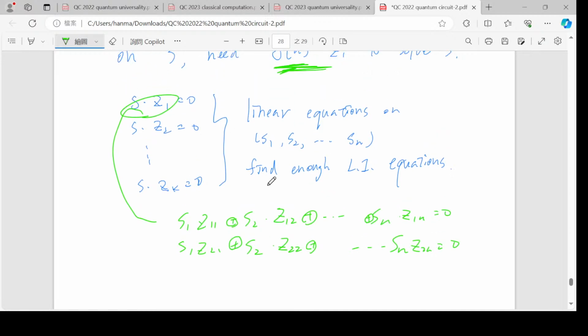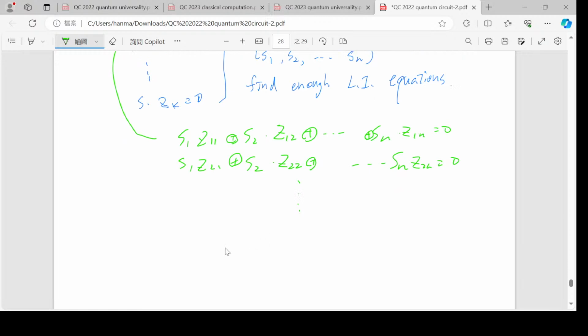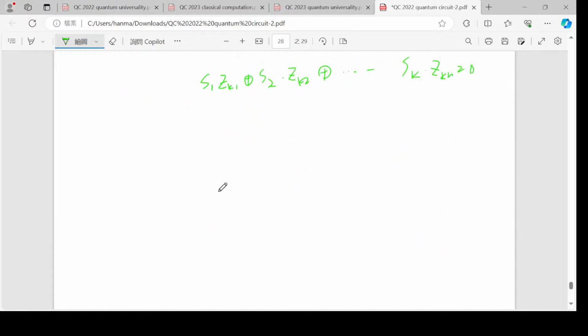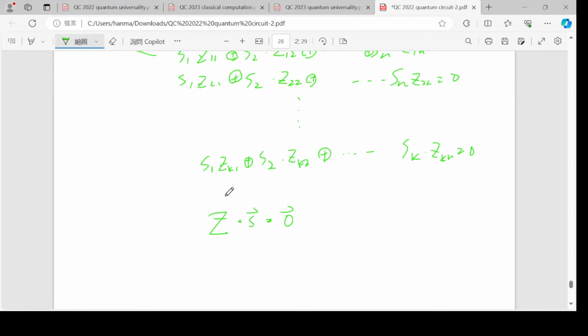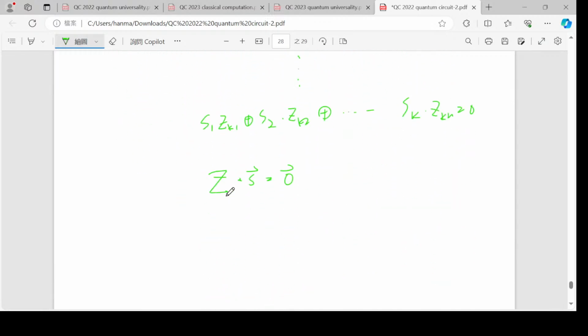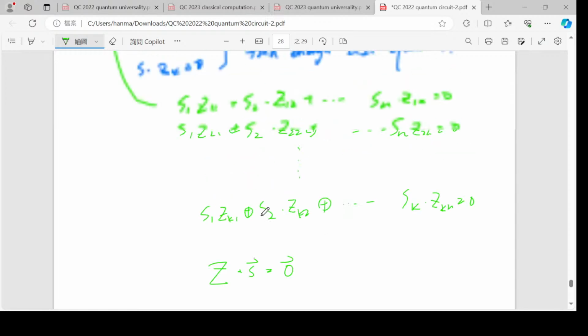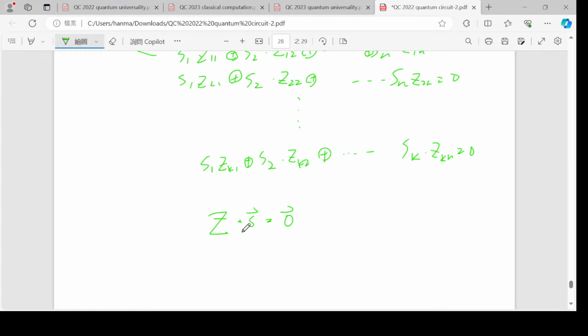The first z gives you one linear equation, and z2 gives you another linear equation, so you get k linear equations: S1 zk1 plus S2 zk2 plus up to Sn zkn equals 0. So you are solving a linear system of equations. You can think of a big matrix Z times this S vector equal to 0. You can solve for this S vector when your Z has full rank. If you have enough linearly independent z, then you can solve for the vector that satisfies all those equations.